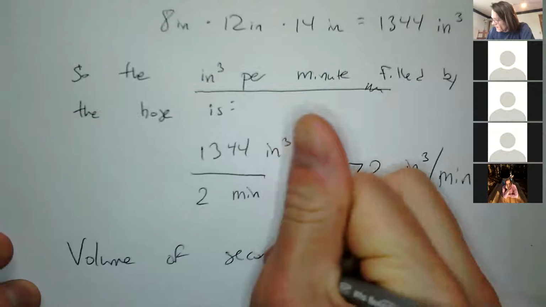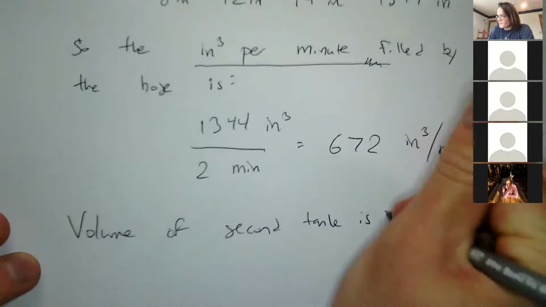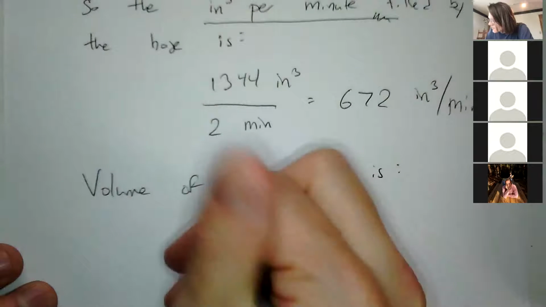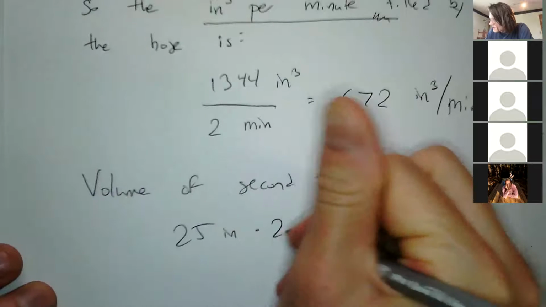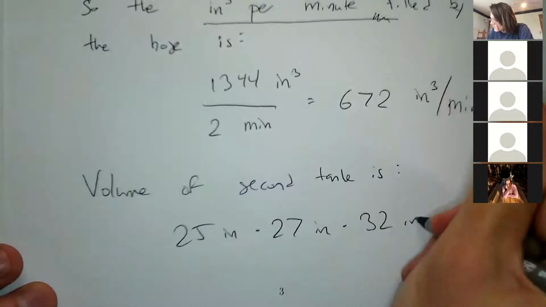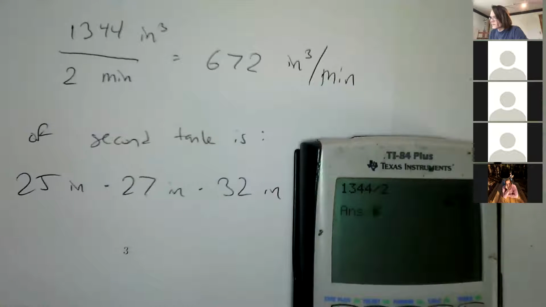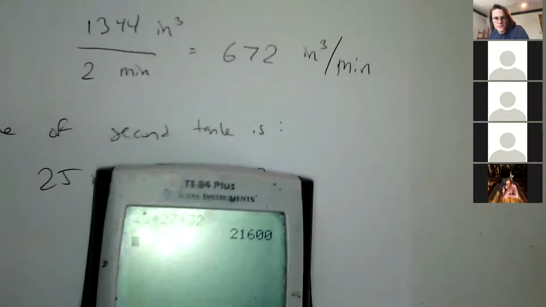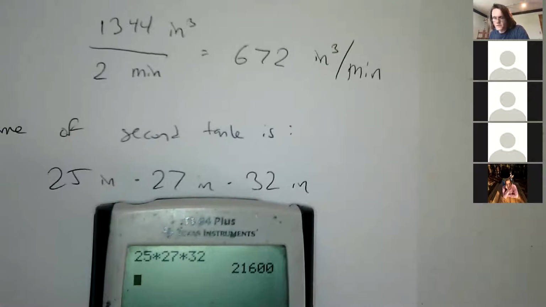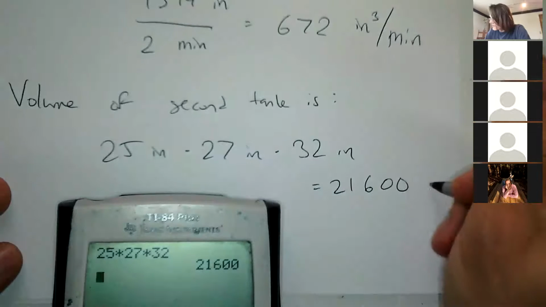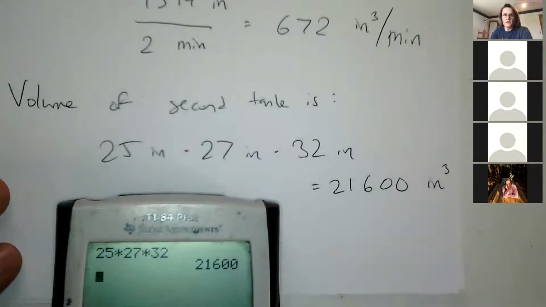of the second tank is, so you multiply them together like we did before. So 25 inches times 27 inches times 32 inches. And use your calculator. So I have 25 times 27 times 32. It's hard to see, my light in this room is not very good. So it's 21,600. So it's huge, right? 21,600 inches cubed.